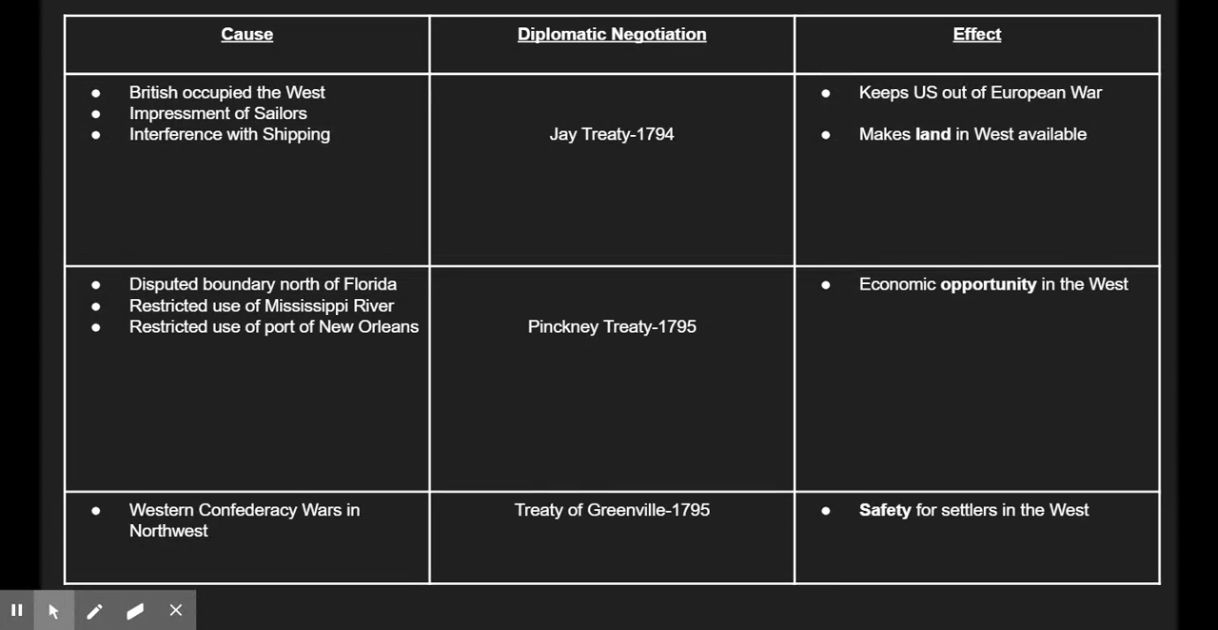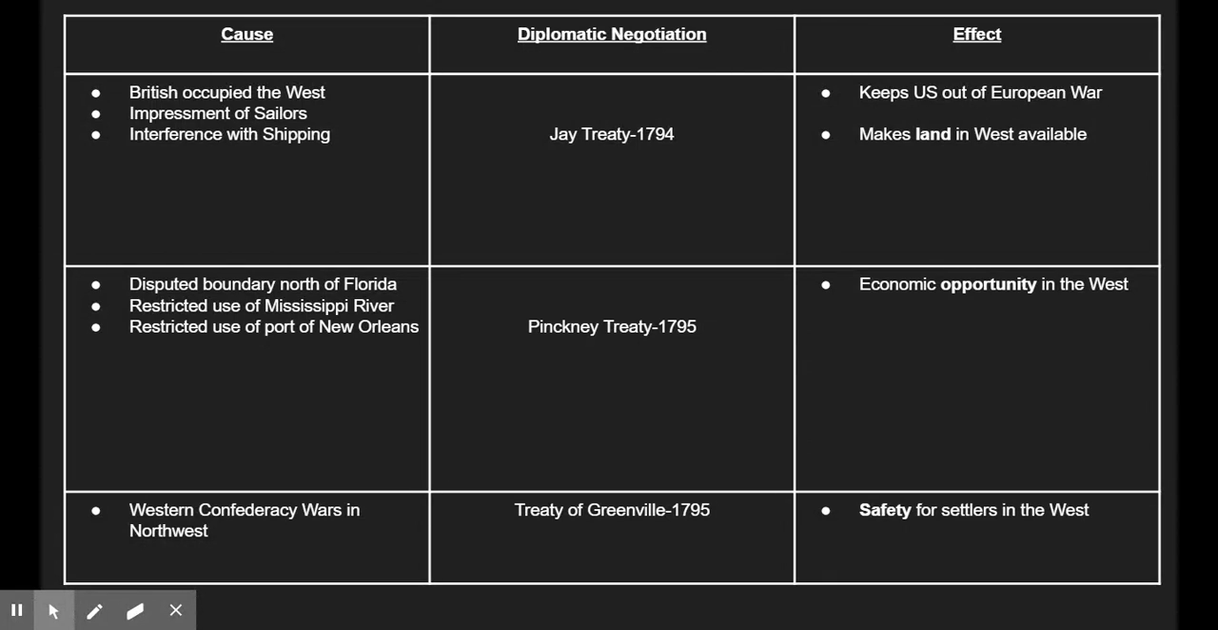On the left-hand side, we have the cause. What was going on? What was the issue? What was the problem that led this treaty to be formed, that caused the need for this treaty? And then on the right-hand side, we're going to see the effect, what came out of it. So the first one to take a look at, as previously mentioned, is Jay's Treaty. The issue, the problem: British occupied those forts in America's West.